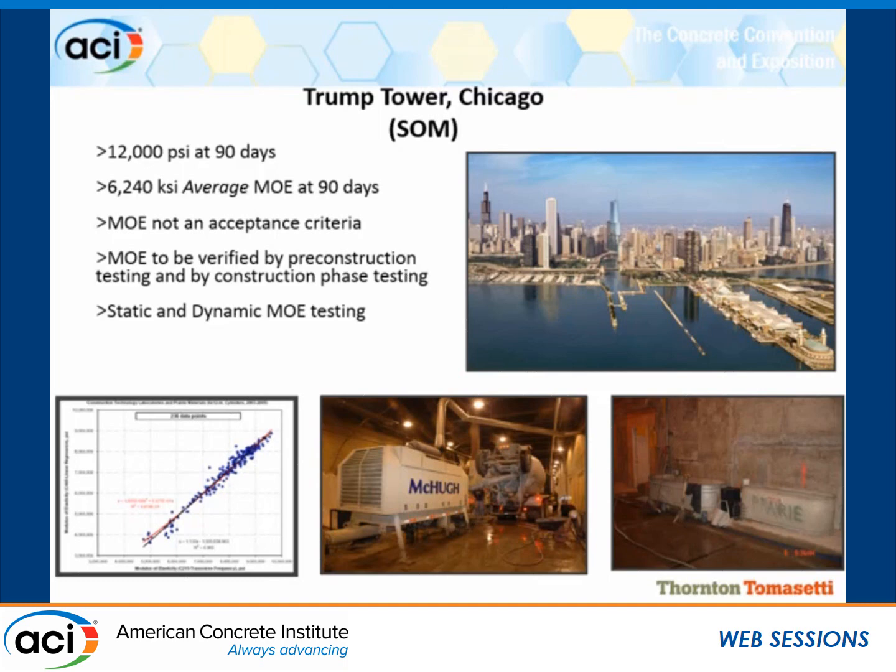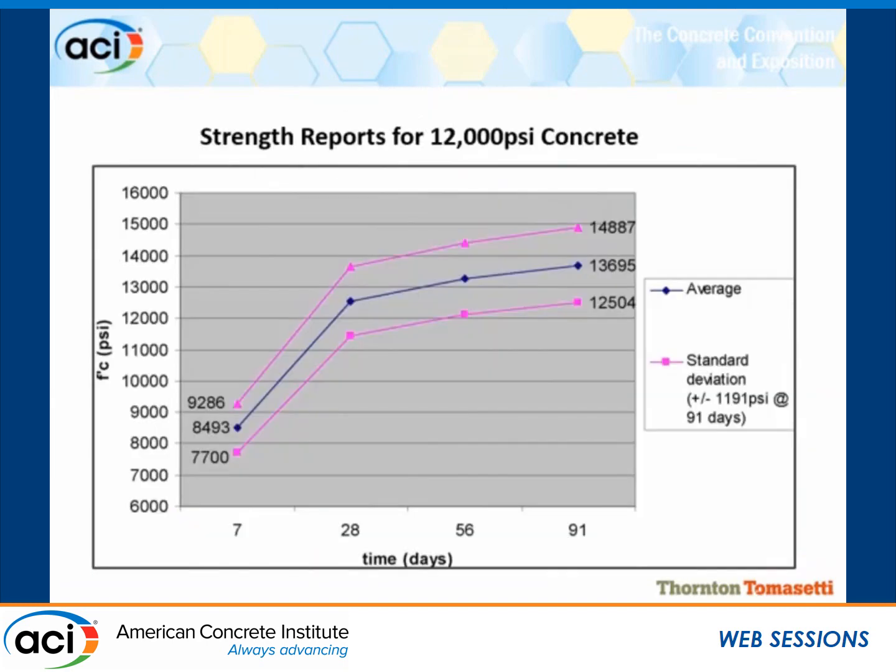For that particular project, because you can imagine if you specify MOE, you're going to have a lot more cylinders to test. So we did do correlation cylinders between static and dynamic testing. Seems like that's gone a little bit out of favor in Chicago, but it's still an option to make it a little bit more efficient in terms of the number of cylinders tested. That was a very successful project.